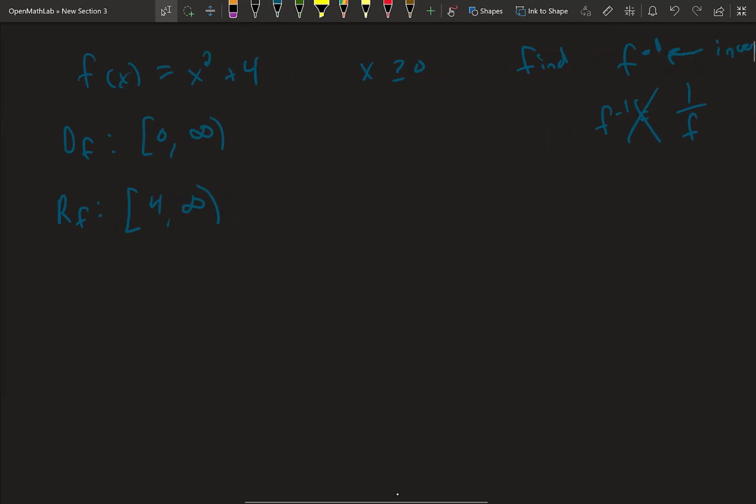Something you should know about inverse functions is that the domain and range switch. The domain of the inverse function is going to match the range of the function, so this would be 4 to infinity. And the range of the inverse function is going to come from the domain of f, which would be 0 to infinity. So those domain and range switch.